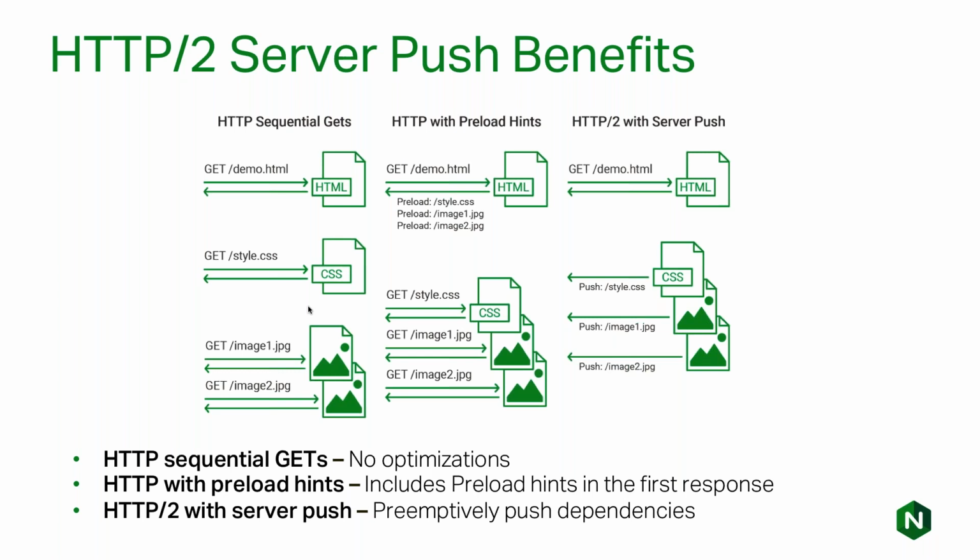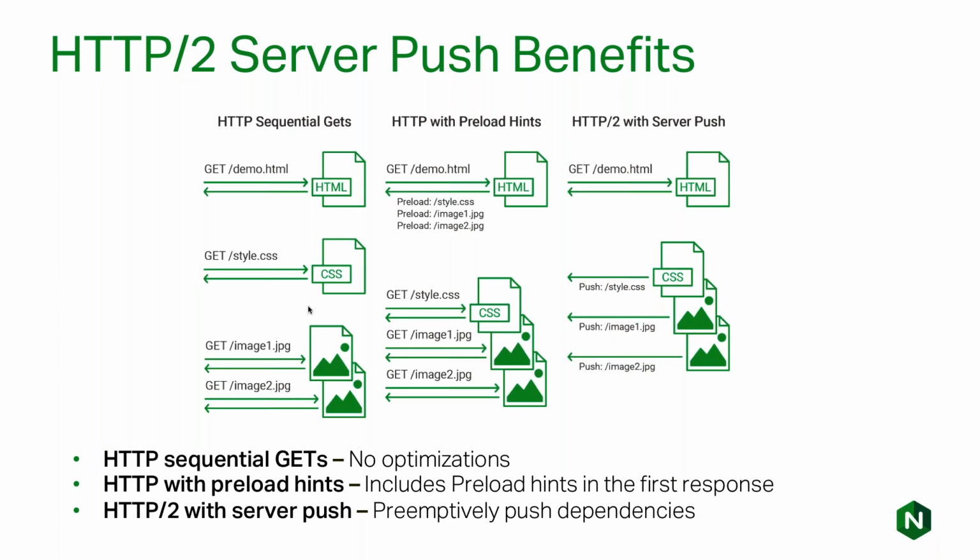So in the case of the preload hints, the second column in this diagram, when the client receives the response for its initial get, it also receives a set of link headers hinting that it may want to preload style.css, image1 and image2. It can then initiate requests for those resources before it's parsed the style sheet or even the original demo.html page and knows for certain that it requires those resources.